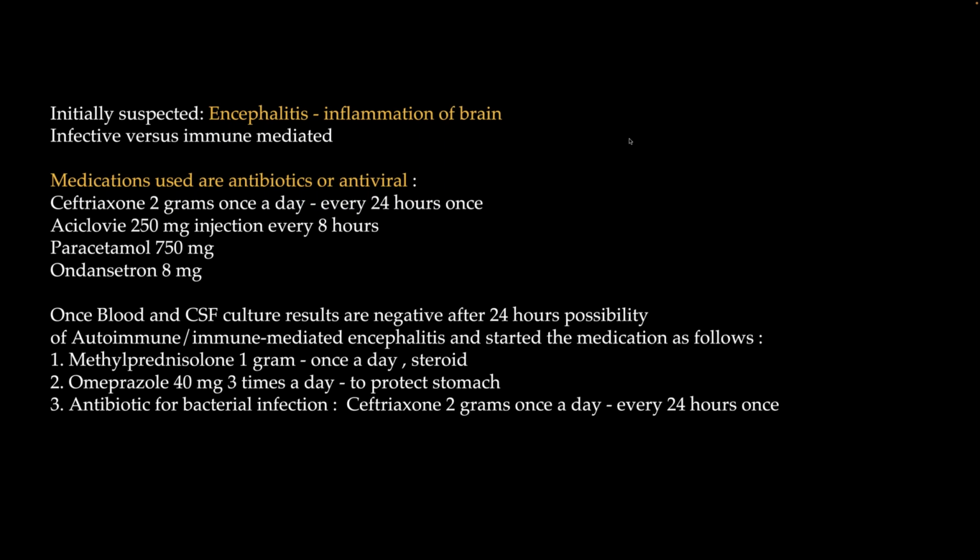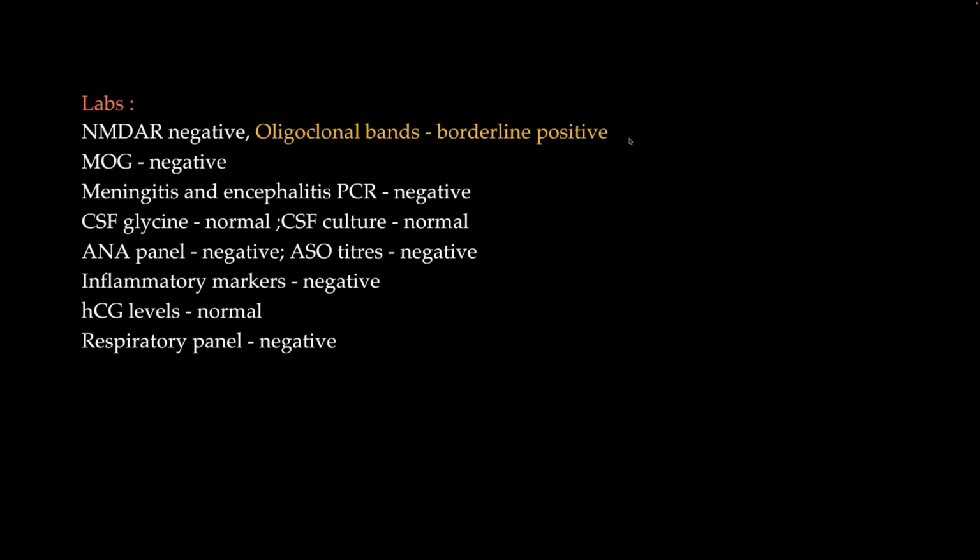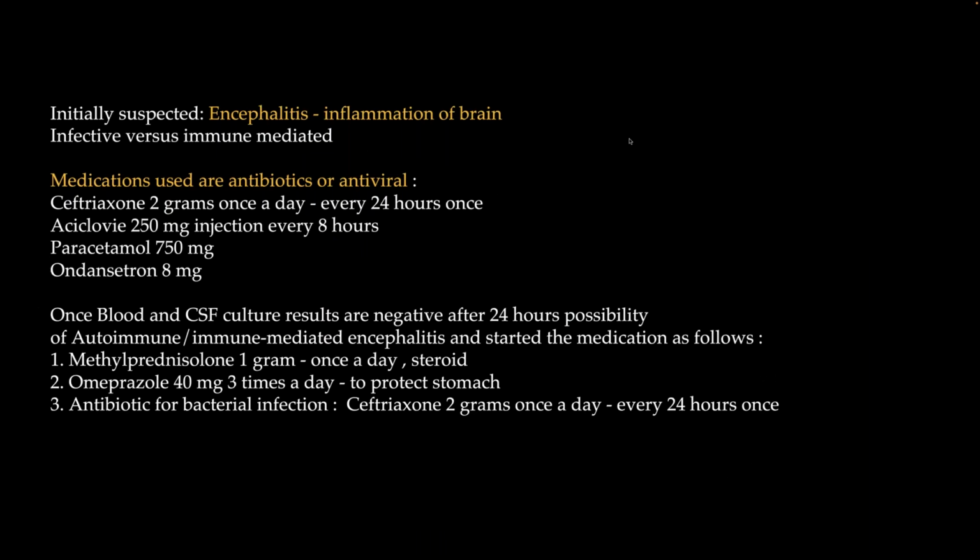At that time many investigations were done, like CSF analysis, CSF glycine, autoimmune panel, and CSF for various PCR studies. They were all negative except for oligoclonal bands, which were borderline positive. MOG was negative, the meningitis encephalitis panel was negative, and CSF amino acid levels and plasma amino acids were normal. ANA panel was negative, ASO titers were negative. Many investigations were done, and she was treated with antibiotics and IV steroids, and later on oral steroids.